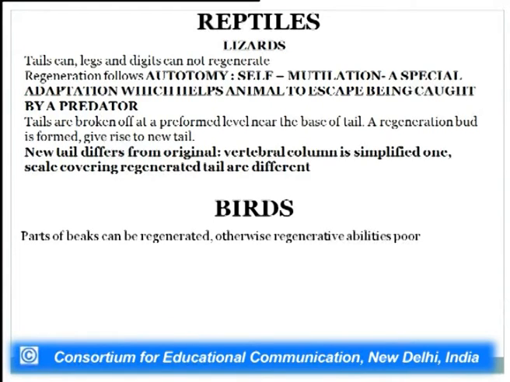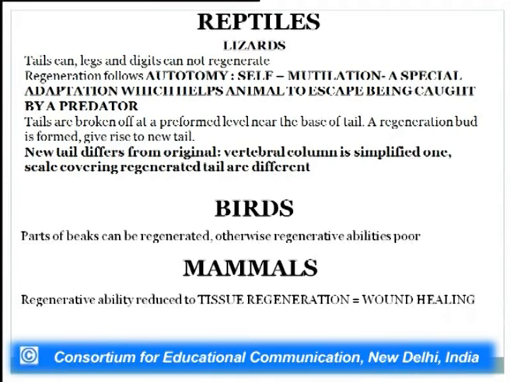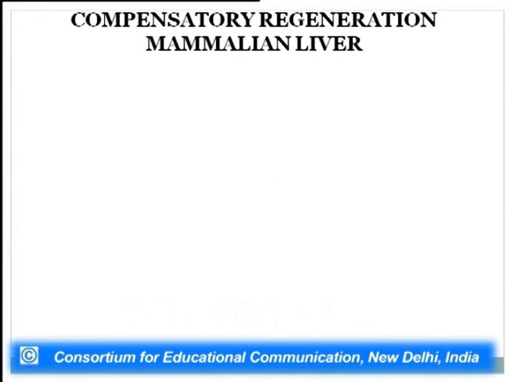Coming to the birds, parts of the beaks can be regenerated, or some hair cells can be regenerated, otherwise the regenerative abilities are poor. And last but not the least, regeneration in mammals. The regenerative ability is reduced to tissue regeneration or wound healing. So, it is basically up till wound healing, a repair mechanism, which usually ends up in the formation of a scar. However, some of the tissues can regenerate completely, what is termed compensatory regeneration, as we see in the case of the mammalian liver.